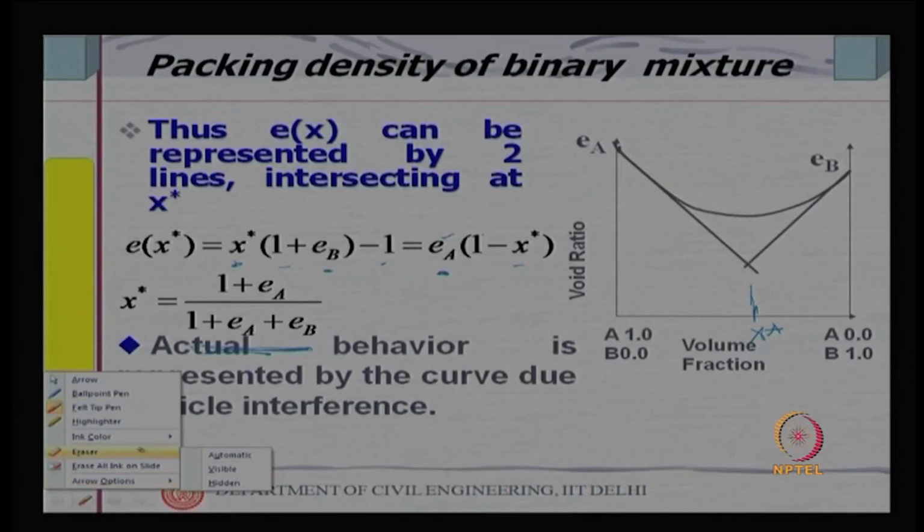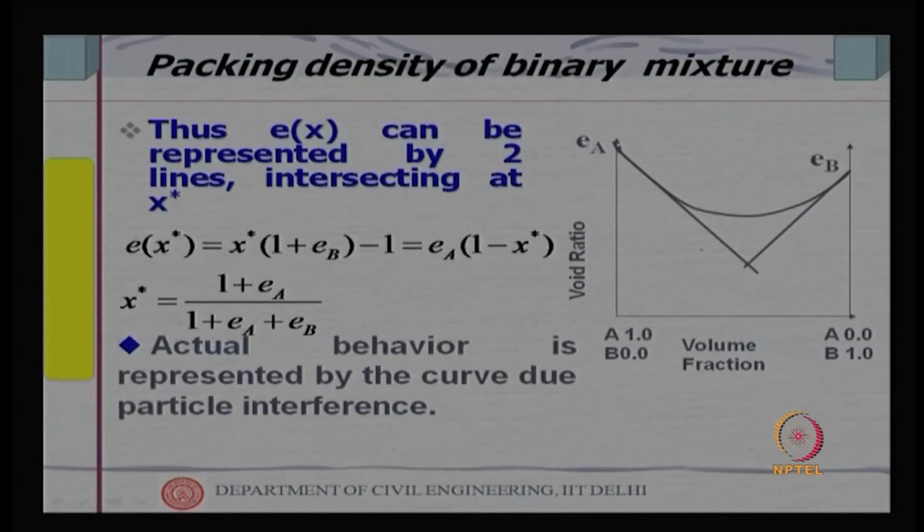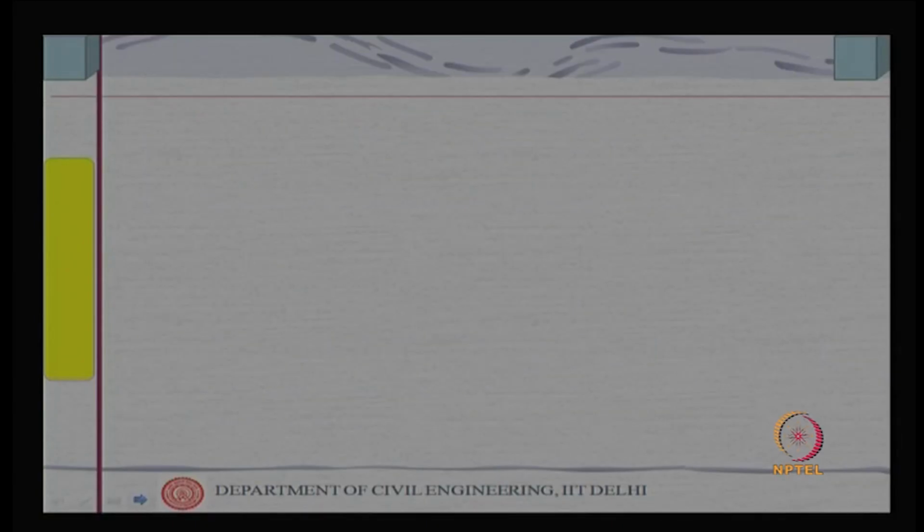Actual behavior is represented by the curve due to particle interference. But the point I am trying to make is that proportion is important, size ratio is important, and obviously you should have more than one size. So if you take two sizes, packing density improves, that is, the void ratio will reduce, but the amount of reduction of the void ratio depends upon the proportion. So proportion is important, obviously size ratio is also important, and shape we have seen earlier.